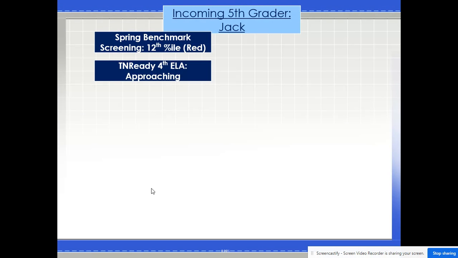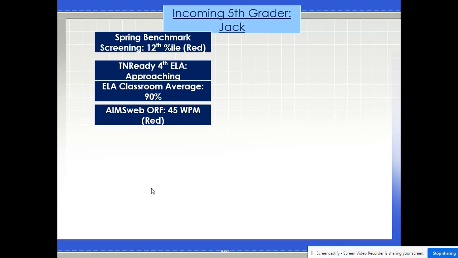In TN Ready, he was approaching when he was in fourth grade. In the ELA classroom, his average is 90%. On AimsWeb, his oral reading fluency is 45 words per minute. And if you know anything, by fifth grade, they should be moving up toward that 180, 200 words a minute on that type of oral reading fluency test. So obviously, he's in deep trouble as far as his words per minute are concerned.